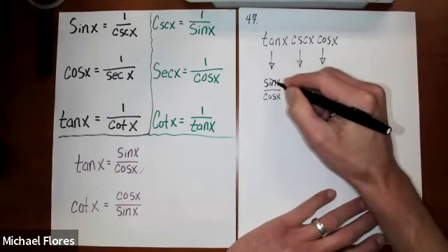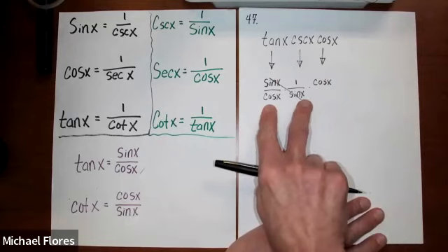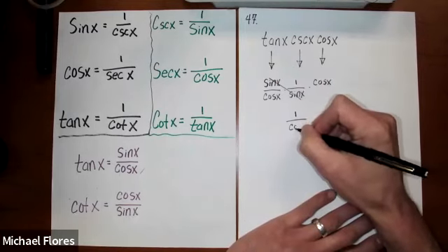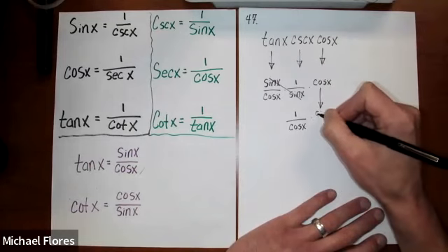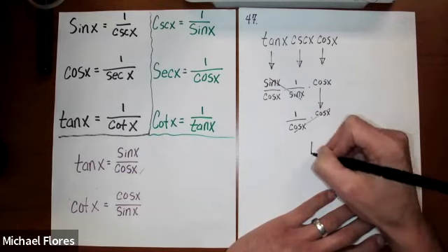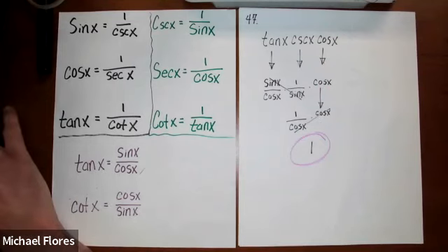Okay, looks like our sines will cancel one another out. Now, if I just multiplied these two together right here, that would leave me with 1/cosine of x. Now those cancel one another out, leaving you with 1.